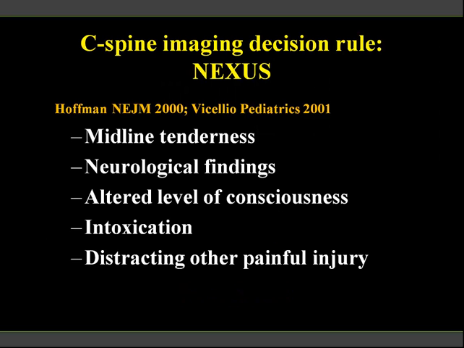This is a pediatric decision rule. The NEXUS criteria, again, similar criteria as in adults: midline tenderness, neurological findings, altered levels of consciousness, intoxication, which probably applies more to the adult group, and then a distracting other painful injury that precludes an assessment of the possibility of a painful cervical spine injury.